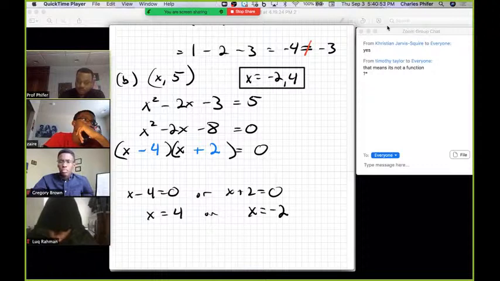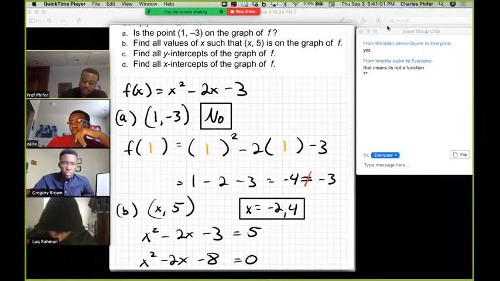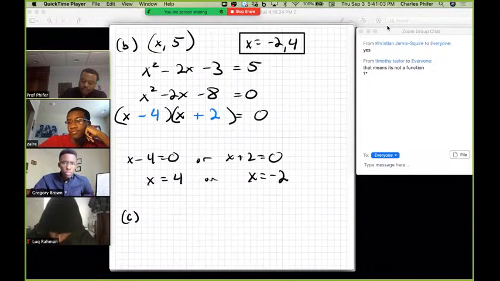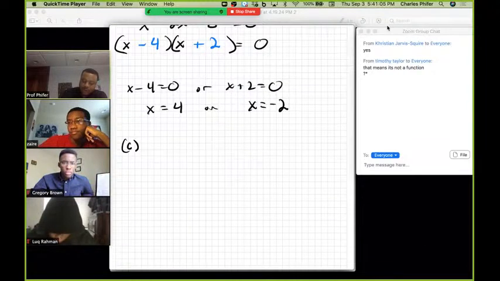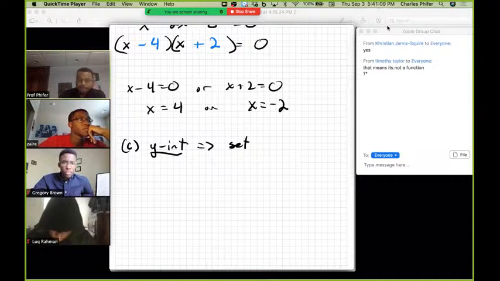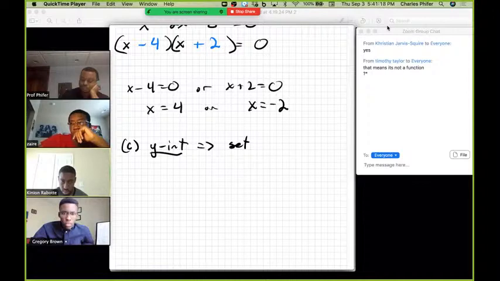Okay. Let's go into part C. Oh, part C and D. C is find the y-intercepts, and D is the x-intercepts. So for the y-intercept, how do we find the y-intercept? We set... How do we find the y-intercept? Set x equal to 0.